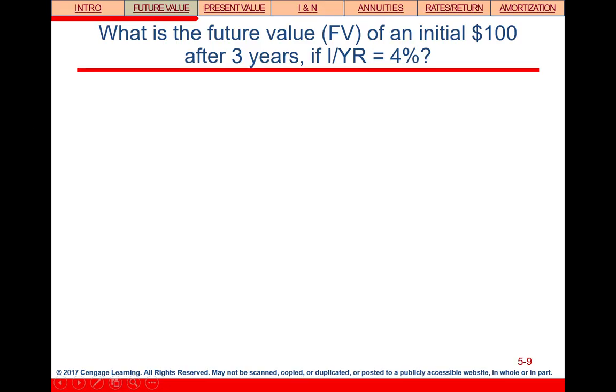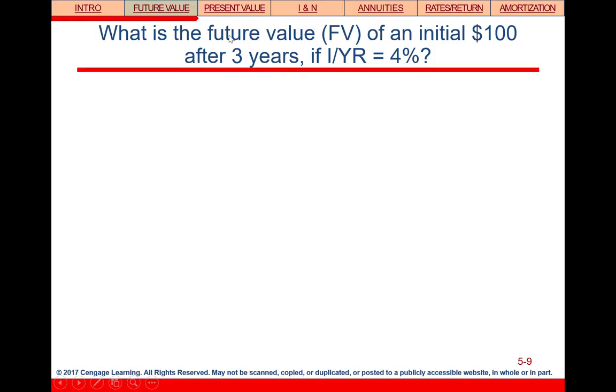Okay, so that was an example of a timeline. It will help you understand the calculations, the meaning of time value of money later. So here's an example. What is the future value of an initial $100 after 3 years if the interest rate I/YR, meaning interest per year, is 4% annually? If you invest $100 right now, what should be your return in 3 years? And this one assumes that there's no payment in between.